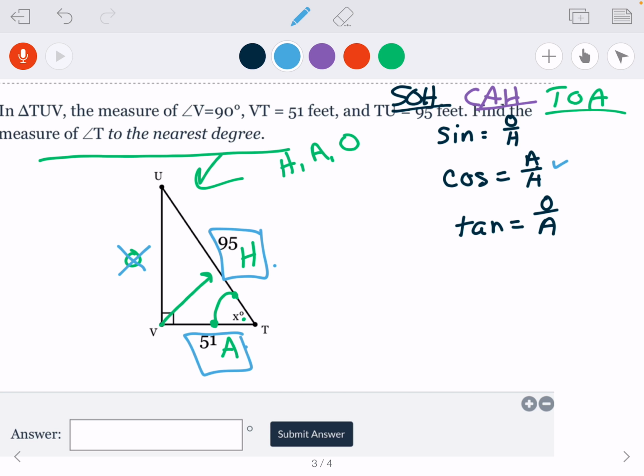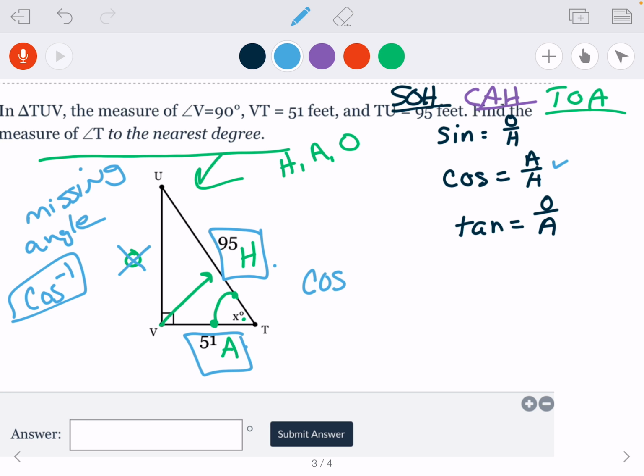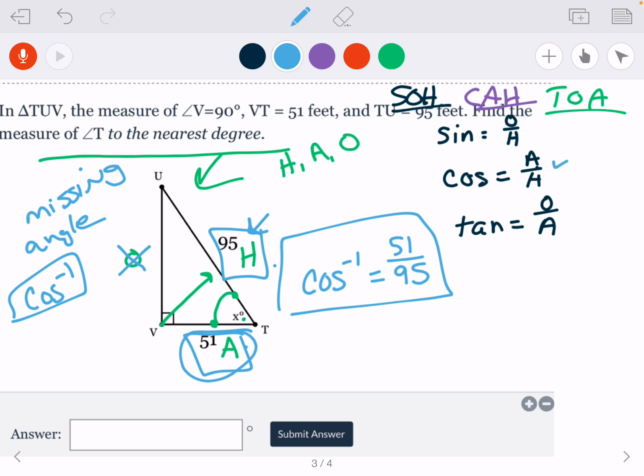So remember, if you watch the videos, when you find the missing angle, you have to use the inverse, so it's cosine -1, or sine -1, or tan -1. So let's do that. We said that this is cosine, so it's cosine -1, and that's going to equal your adjacent. Adjacent is right here. That's your 51. That's your numerator over your hypotenuse, 95. That's what you put in Desmos without the equal sign. So cosine -1, 51 over 95.